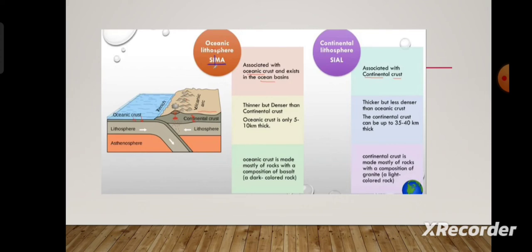So the oceanic lithosphere is made up of igneous rock, which is composed of basalt, a dark color rock. The thickness of the oceanic lithosphere is from 5 to 10 kilometers.